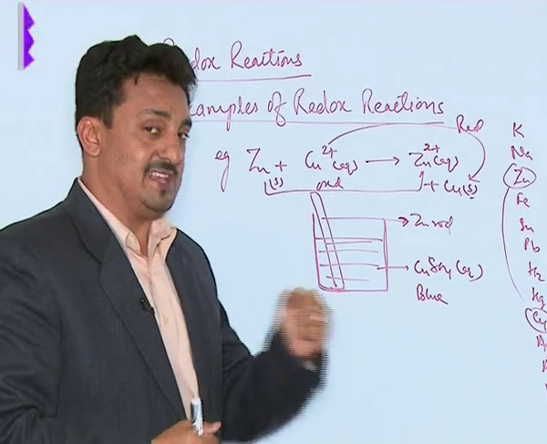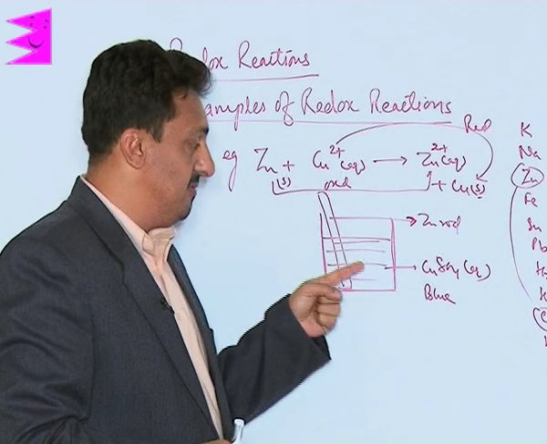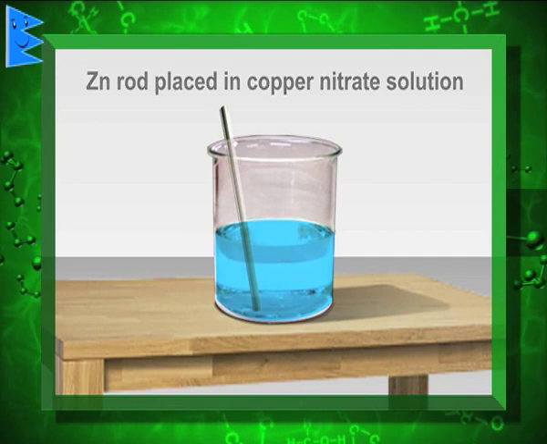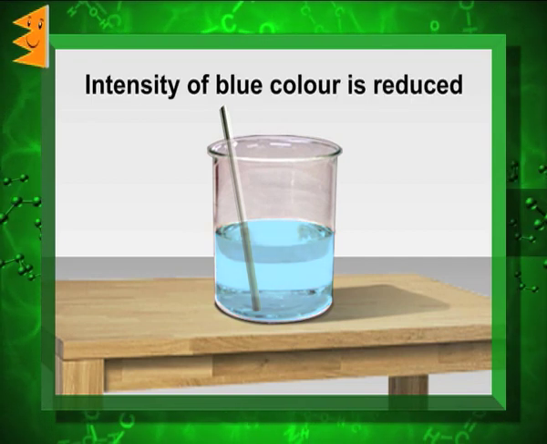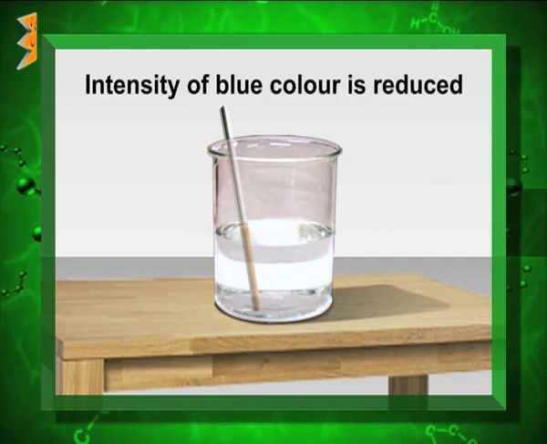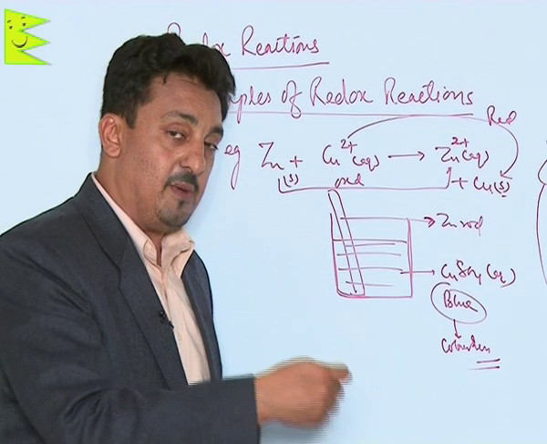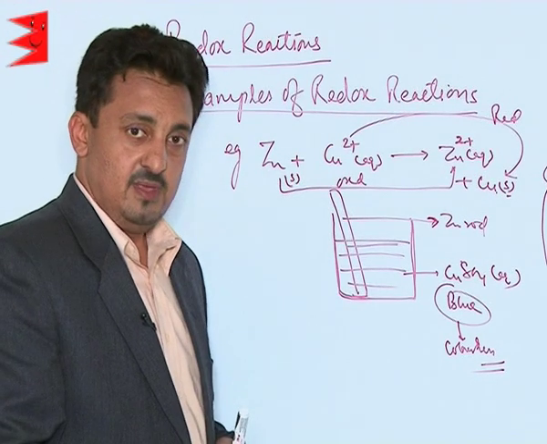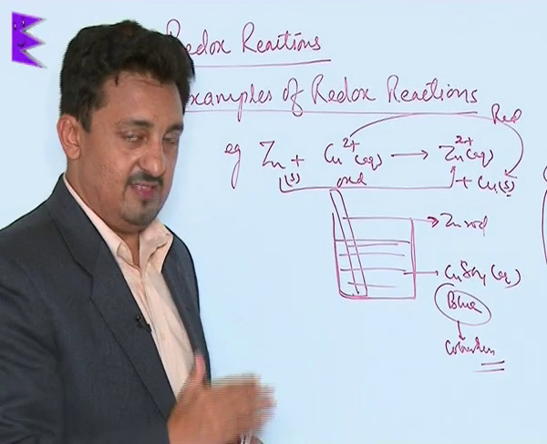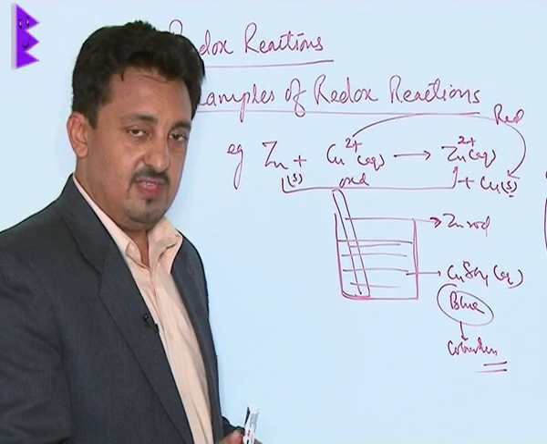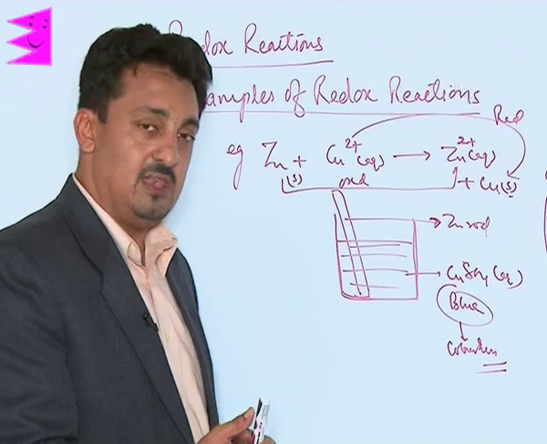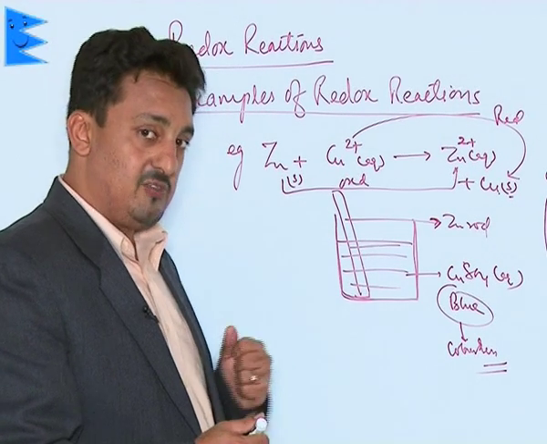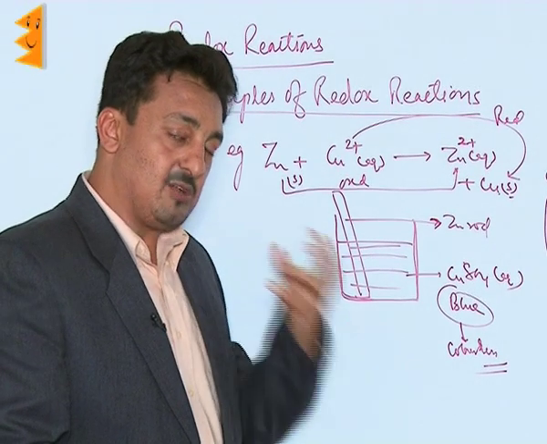But what you need to understand is, slowly what we will find is that the blue color of this copper ion solution turns to what? Colorless. How does it become colorless? Because whole of the copper ions, which are giving blue color to the solution, get reduced to copper, and zinc gets oxidized to zinc ions. Zinc ions don't give any color. They are colorless ions, so they are not going to give any color to the solution. So that means zinc is compelling the copper ions to get reduced.